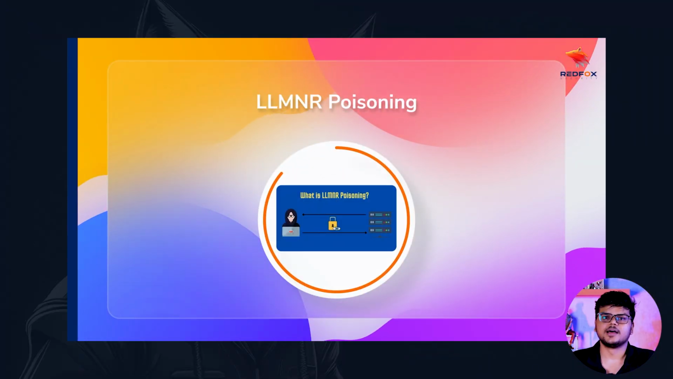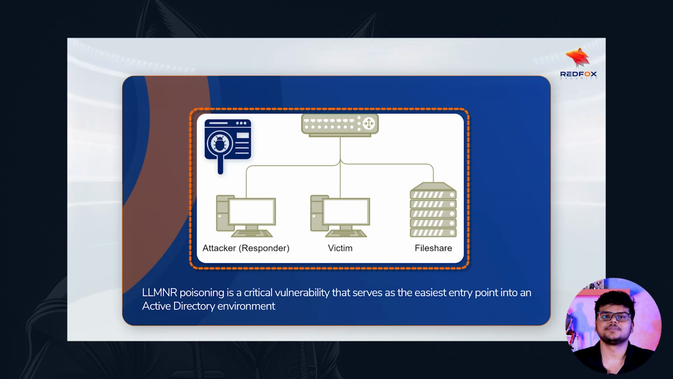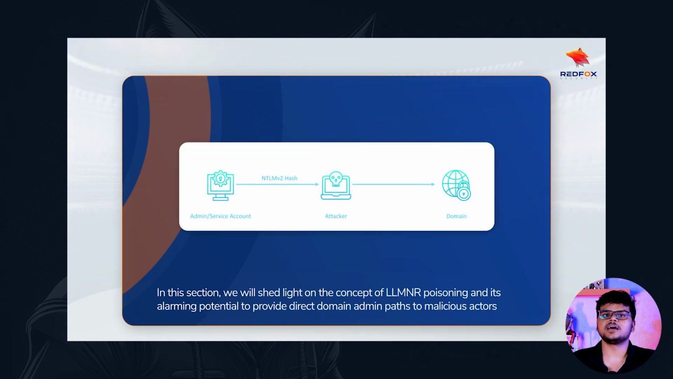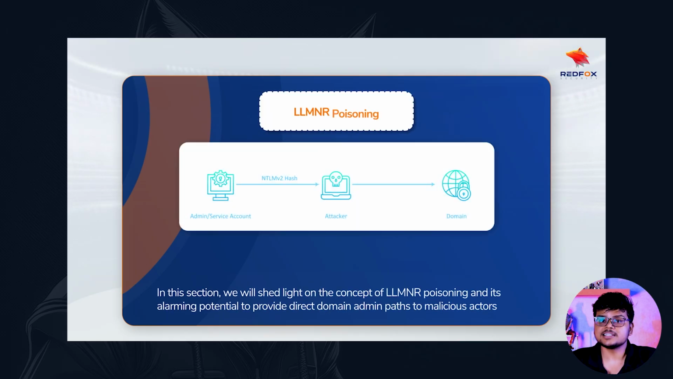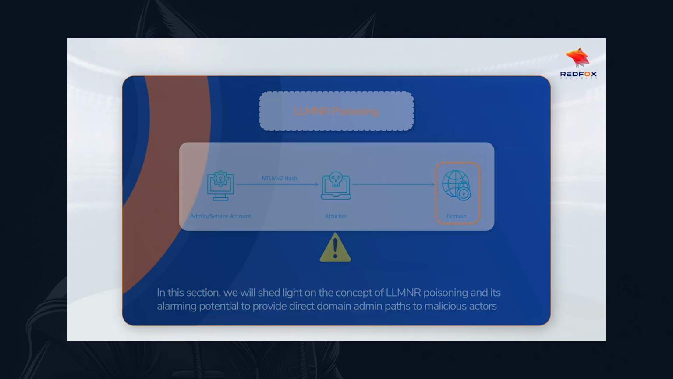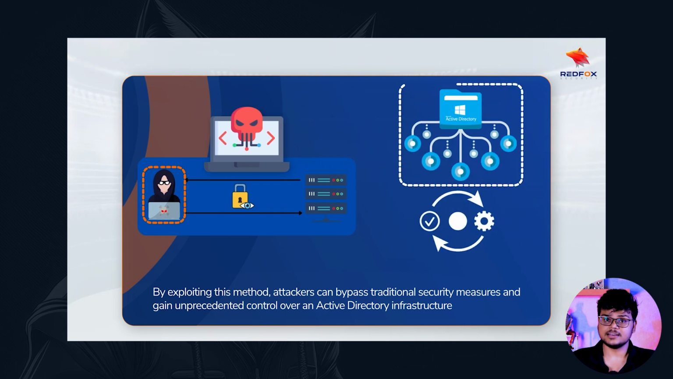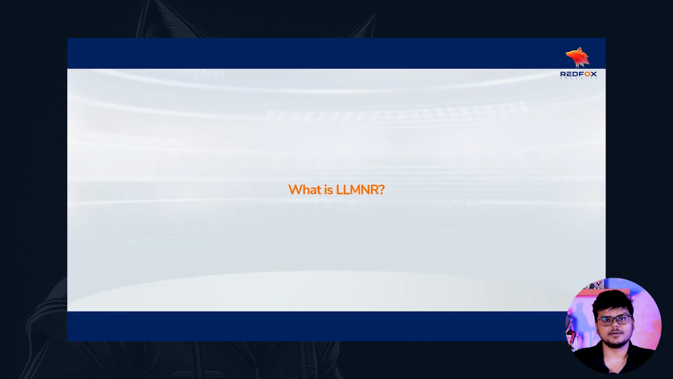LLMNR poisoning. LLMNR poisoning is a critical vulnerability that serves as the easiest entry point into an Active Directory environment. In this discussion, we will shed light on the concepts of LLMNR poisoning and its alarming potential to provide direct domain admin paths to malicious actors. By exploiting this method, attackers can bypass traditional security measures and gain unprecedented control over an Active Directory infrastructure. Let us dive into LLMNR.